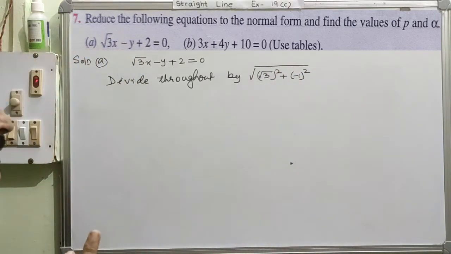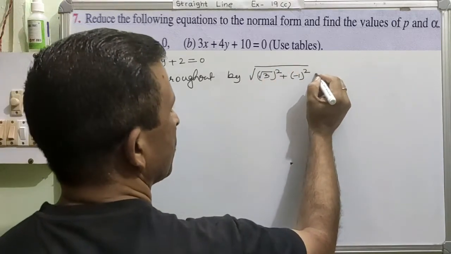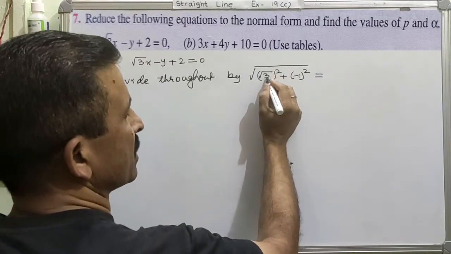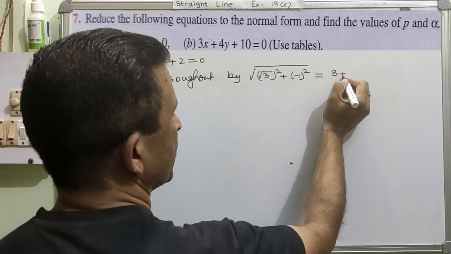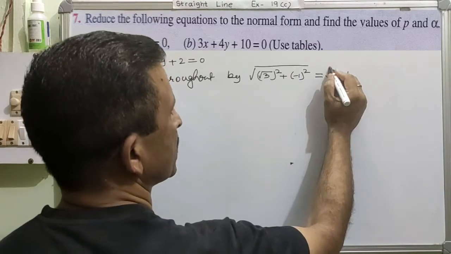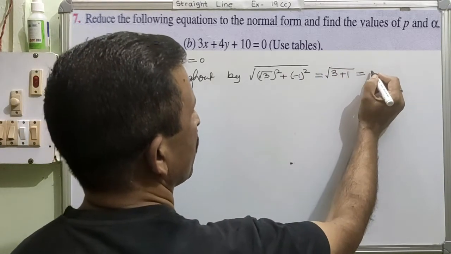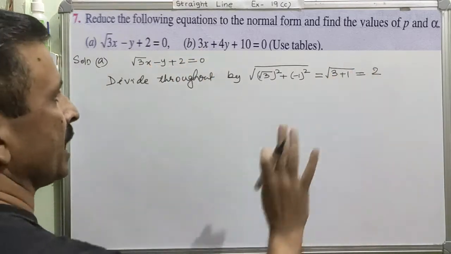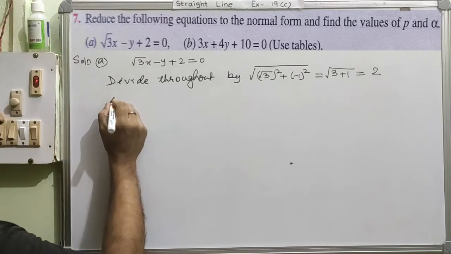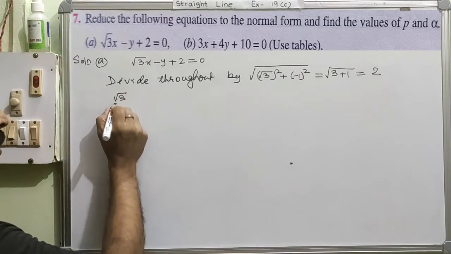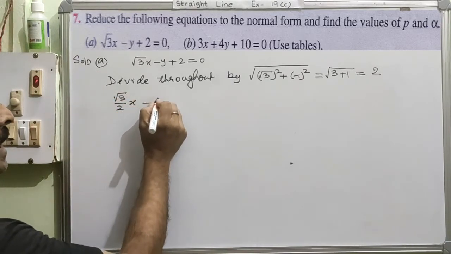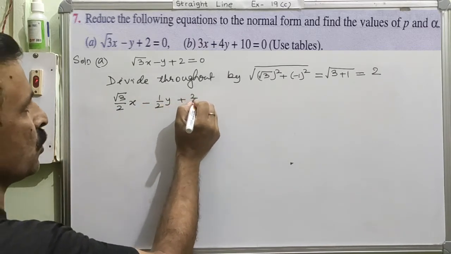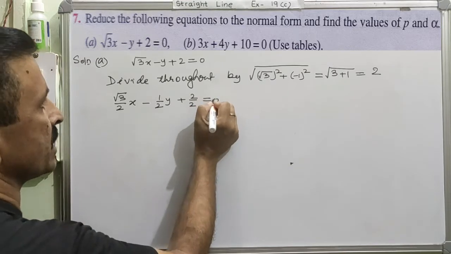Are you able to get it? Now when I simplify, the square root of 3 squared will cancel, so this will be just 3, and this square will become 1. So this is 3 plus 1, 4, and the square root of 4 is 2. That means we are asked to divide each and every term by 2. So root 3 over 2 x minus 1 over 2 y plus 2 over 2 is equal to 0.